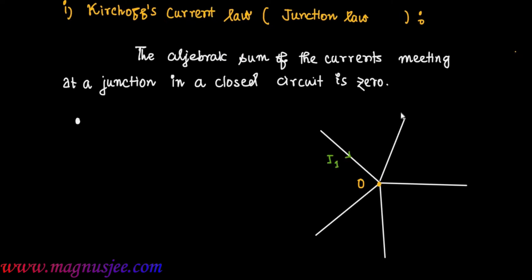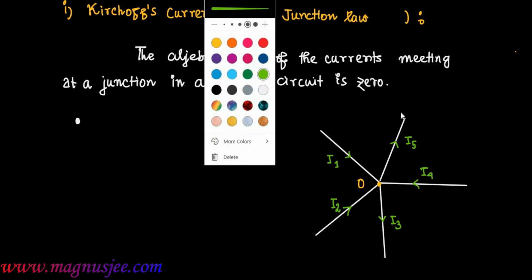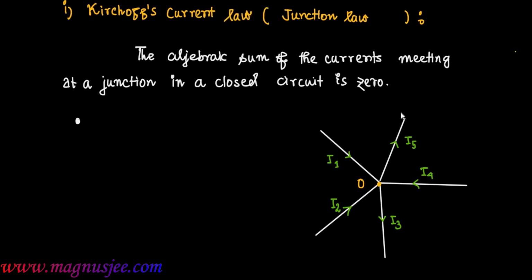I1 is the current which is flowing through the first conducting wire and which is flowing towards the junction O. Similarly, another current I2 is flowing towards the junction O, but the third current I3 is flowing away from the junction O. The fourth current is flowing towards the junction O, and the fifth current I5 is flowing away with respect to the junction O.